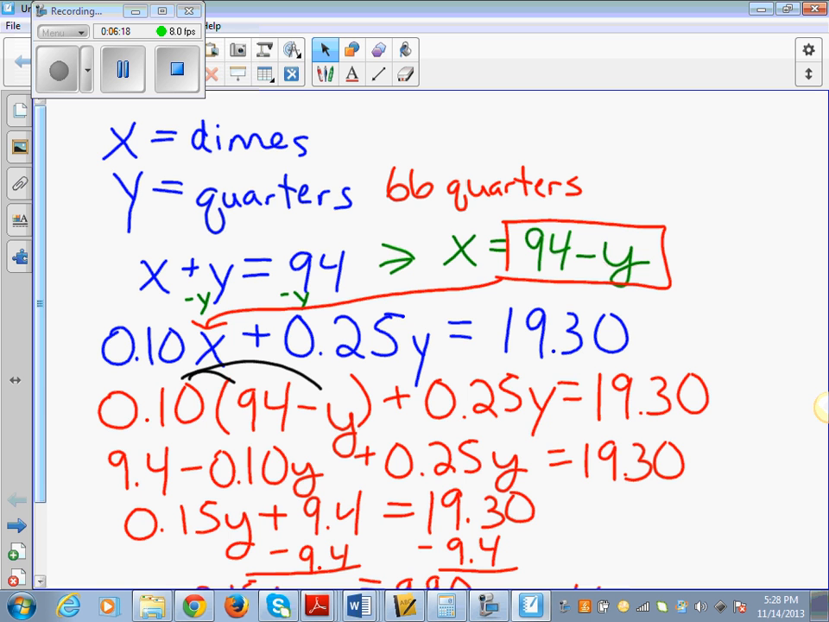Now we need to figure out how many dimes she had. And remember, we had this equation here. She had 94 total coins. If 66 of them are quarters, then we can figure out how many dimes there are by subtracting 66 from 94, which is 28. So that tells us she has 28 dimes. So that's the answer to our first question.